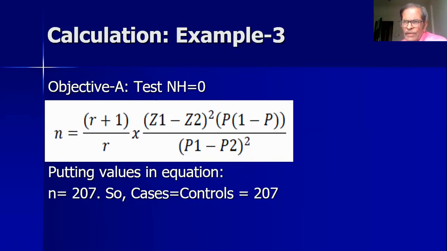So we will require 207 cases, that is diabetics, and 207 controls, that is non-diabetic persons. And these will have to be compared. And the cases, that is the diabetics, and the controls, that is non-diabetics, will have to be chosen by the rules governed by the unmatched case control study.